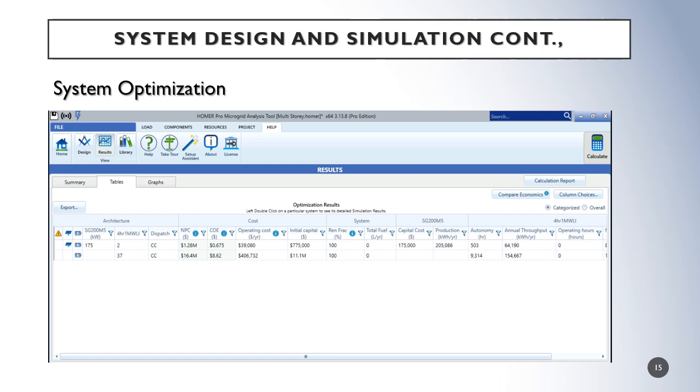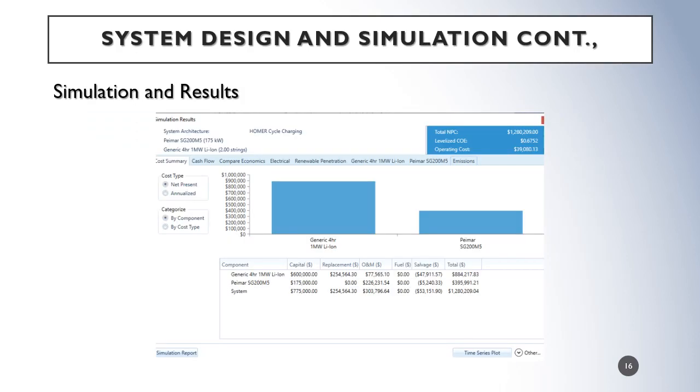So a 175 kilowatt solar system is the most optimized system capacity, which is selected by the HOMER optimization tool, because it minimizes the excess energy of the system. So this figure shows the optimized results of our proposed system. So now let's move into the simulation results.